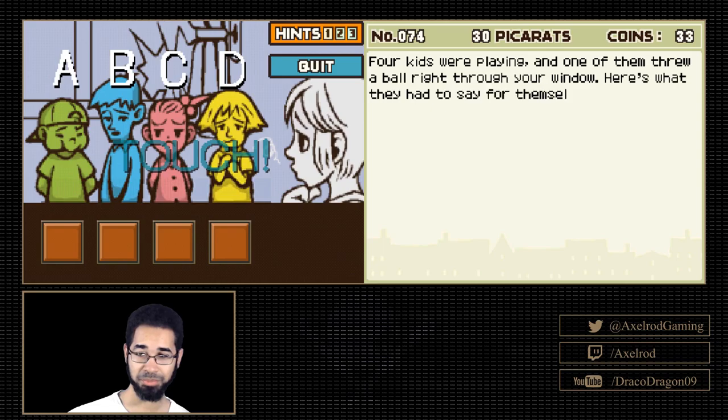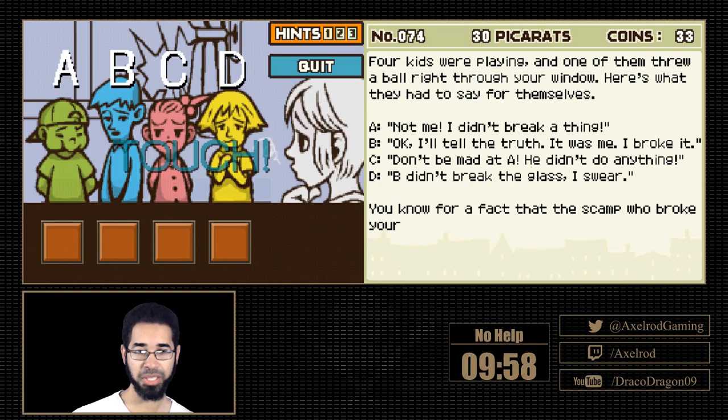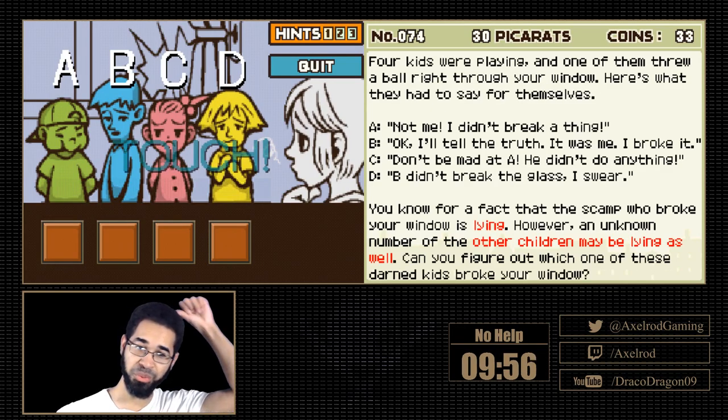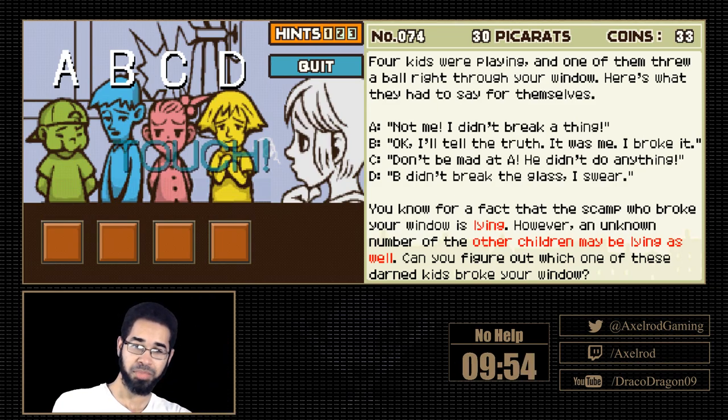Broken window. 4 kids were playing, and one of them threw a ball right through your window. Here's what they had to say for themselves.